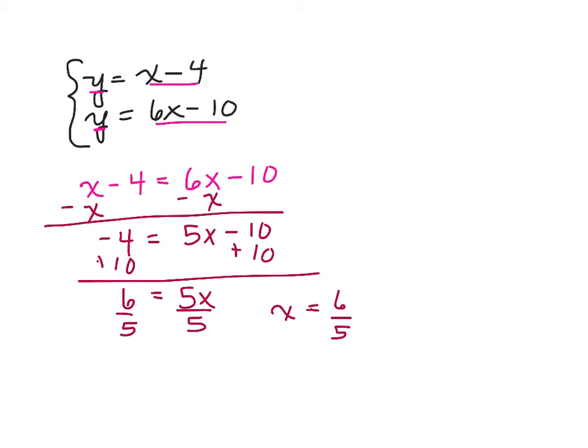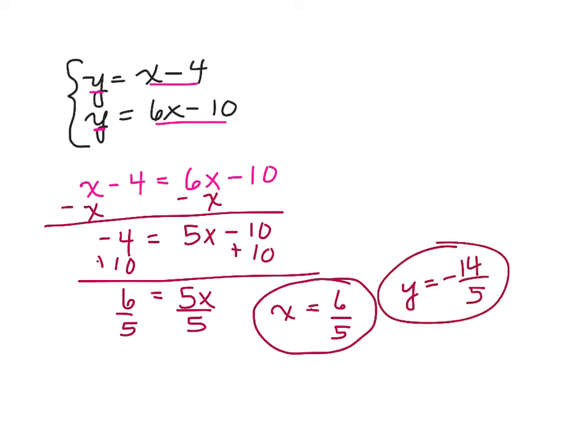I could give that as a decimal if I wanted to, but sometimes these come out sloppy. And that's okay. What we want to do then is find out the other value. Remember, at this point, we've only solved for x. We now need to solve for y. For this problem, I got y equals negative 14 over 5. See if you can get that for yourself. Check my work. I could be wrong.